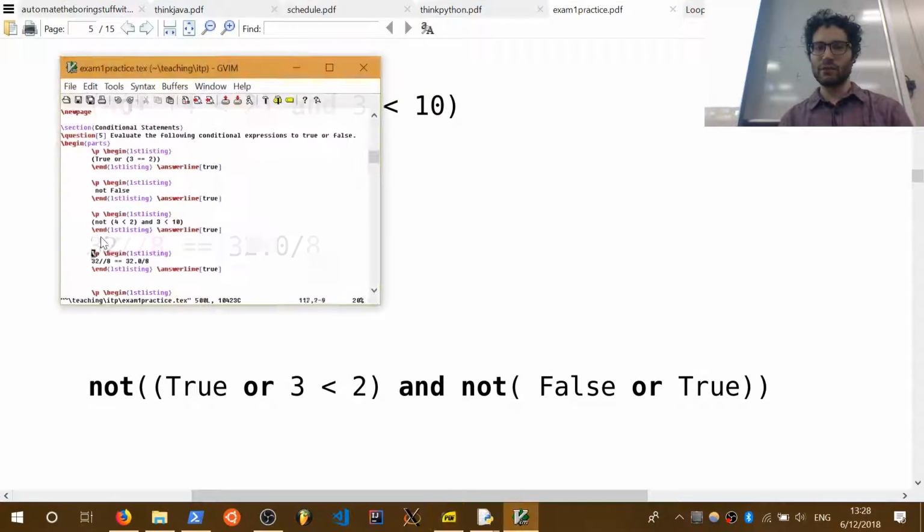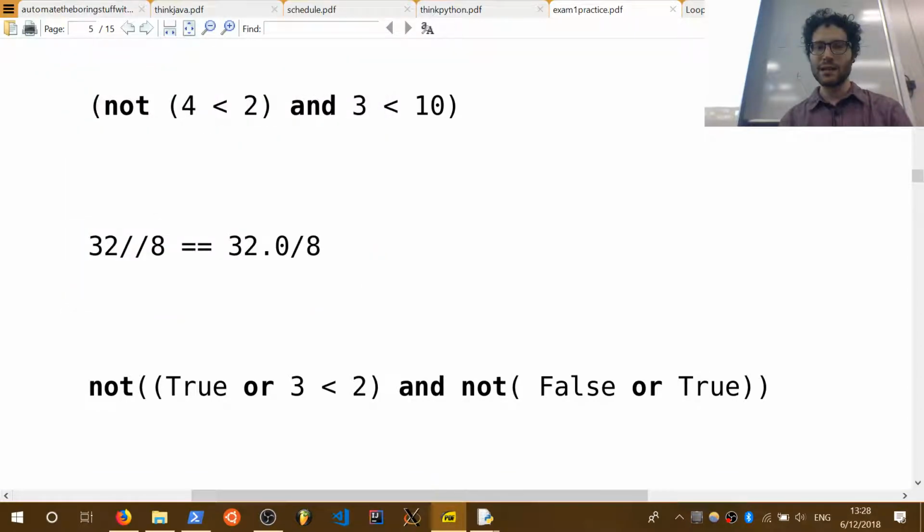So this one's an interesting one. 32 divided by 8 is equal to 32.0 divided by 8. So let's just do the math here. 32 divided by 8 gives you integer 4 on the left side, and you've got floating point 4.0 on the right side. I'm asking, is 4 equal to 4.0? Is that true or false?